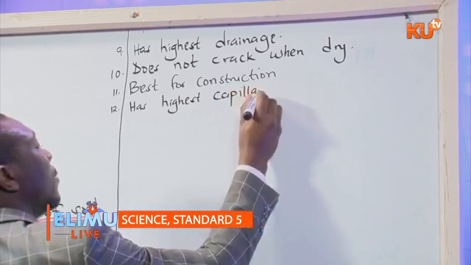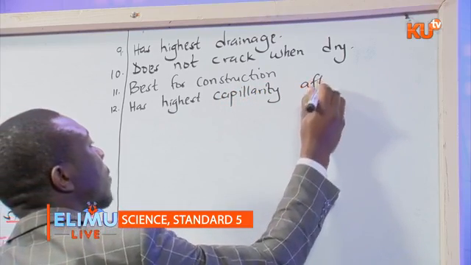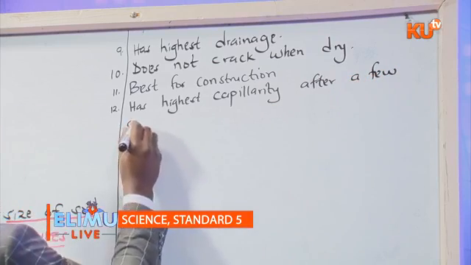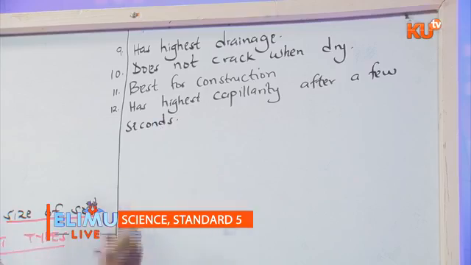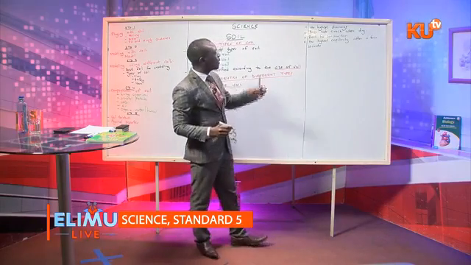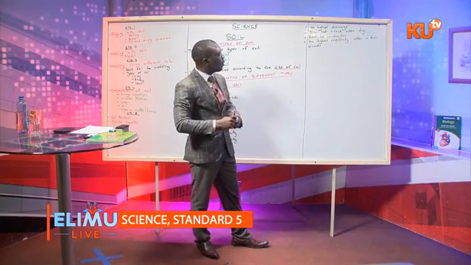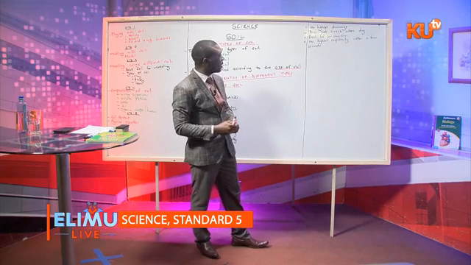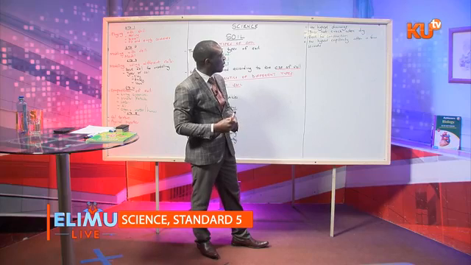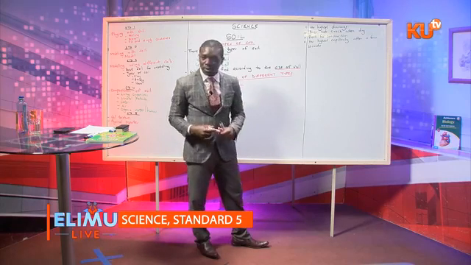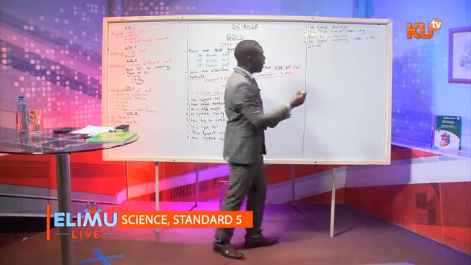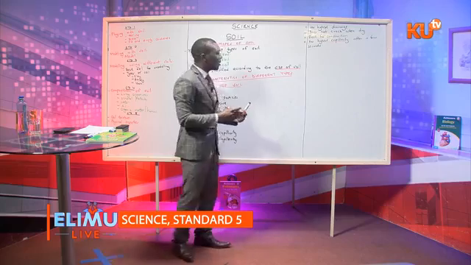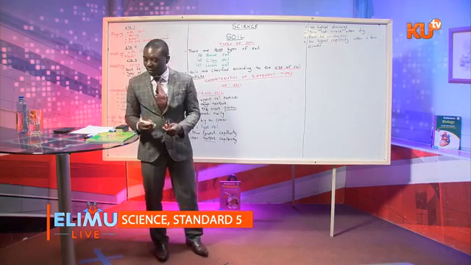It has the highest capillarity after a few seconds. If you are conducting the experiment for capillarity, we shall look at it. When you are conducting this experiment, you'll find that water will rise fastest in sandy soil. Within 10 seconds, if they ask you to observe after 10 seconds, you realize that the type of soil that will have the highest capillarity will be sandy soil. So for the first few seconds, it is the one that has the highest capillarity.